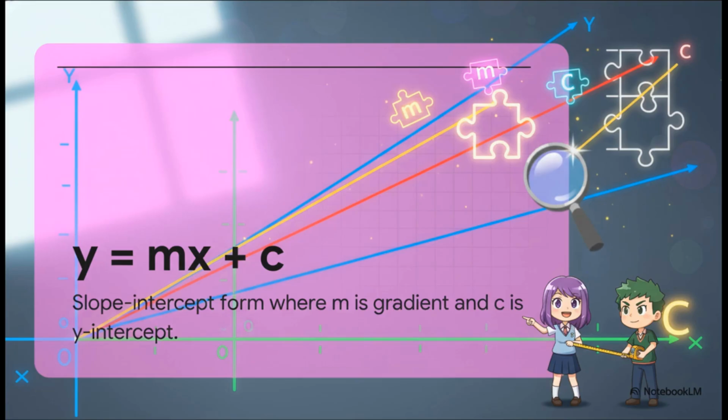The golden key to this entire topic is the slope-intercept form. You've probably seen it, y = mx + c. Now, you really only need two main puzzle pieces to completely conquer these linear equations. First is m, which acts as your multiplier. That tells you the gradient, or basically exactly how steep the line is. The second piece is c, which is your constant. This represents your y-intercept, which is just the exact spot where your line crosses the vertical y-axis. And honestly, that's it. Just two pieces to finish the whole puzzle.